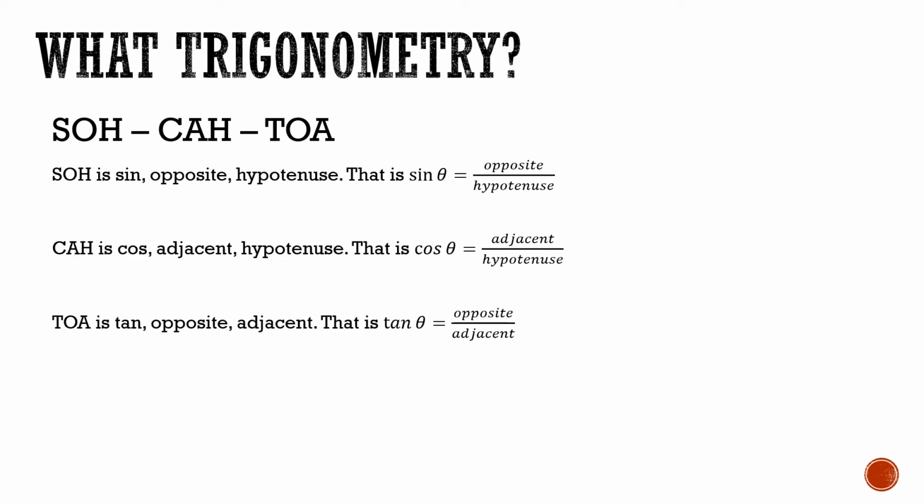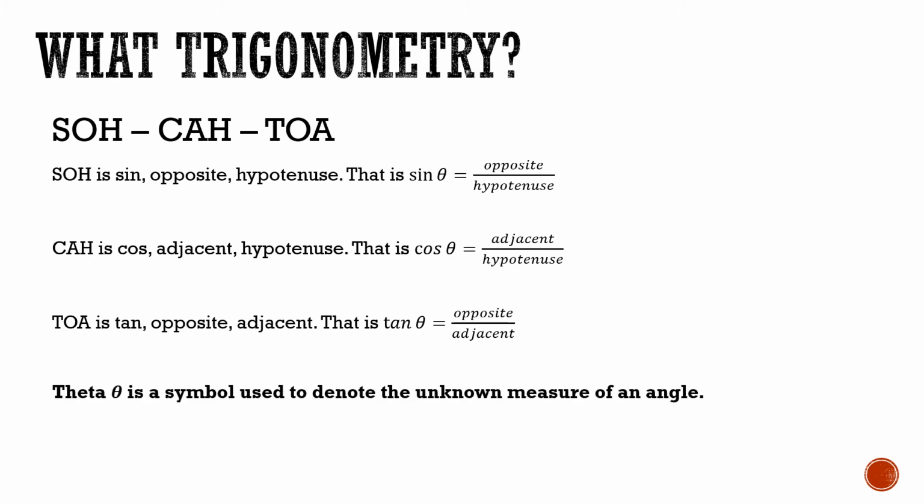TOA stands for tan, opposite, adjacent. In mathematical representation, that is tan theta is equal to the opposite side over the adjacent side. Theta is the symbol used to denote the unknown measure of an angle.